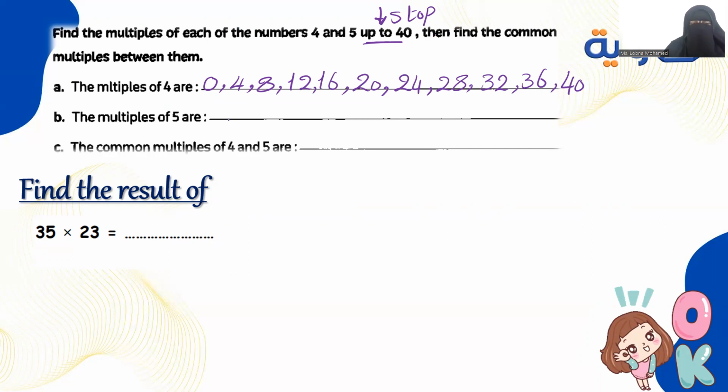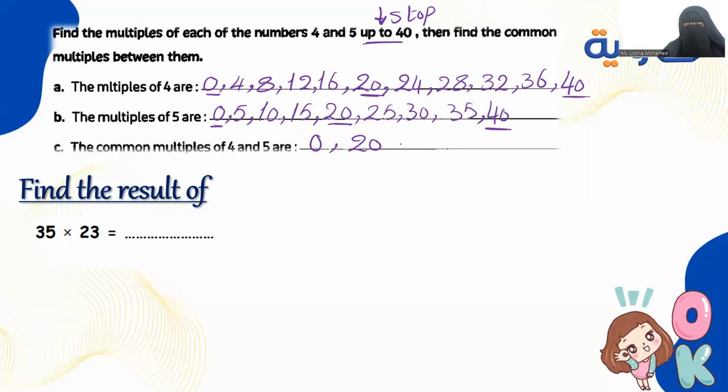Now let's get the multiples of 5. Of course, we start with 0. Then 5, 10, 15, 20, 25, 30, 35, 40. You have to stop here also. What are the common ones between them? We have 0 up and 0 down, so 0. What else do we have in common? We have 20 up and 20 down, so 20 is common. After this, let's search again. Of course, we have 40 up and 40 down. Do you have another common? No. Okay.